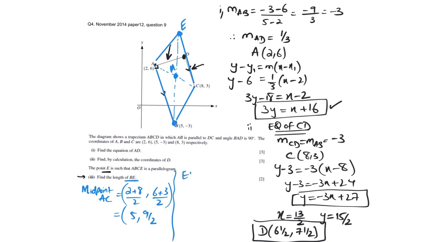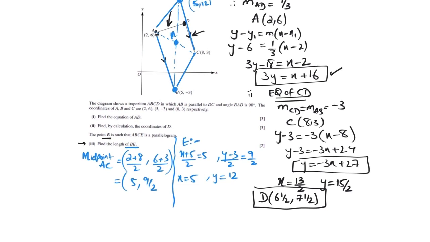So for coordinate E, let's say coordinate E is x comma y. So (x + 5)/2 would be equal to 5, and (y - 3)/2 would be equal to 9/2. So x comes out to be 5 and y comes out to be 12. So E's coordinates are 5, 12, and then you can apply the distance formula.